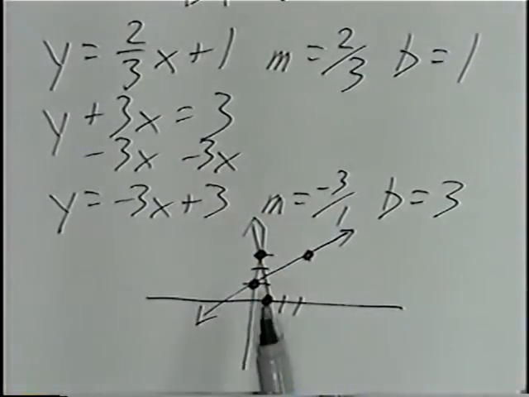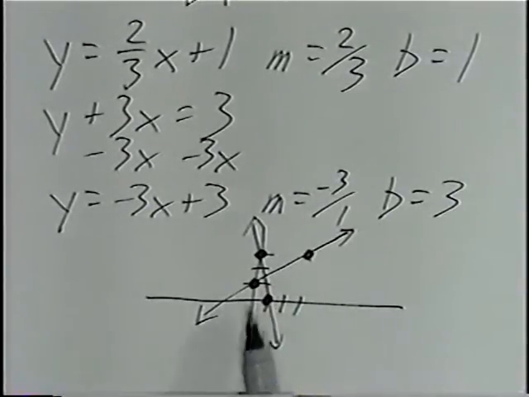Again, the solution is at the point where it crosses. In this case, again, it is a decimal or fraction. The x value would be less than 1, and the y value would be between 1 and 2.